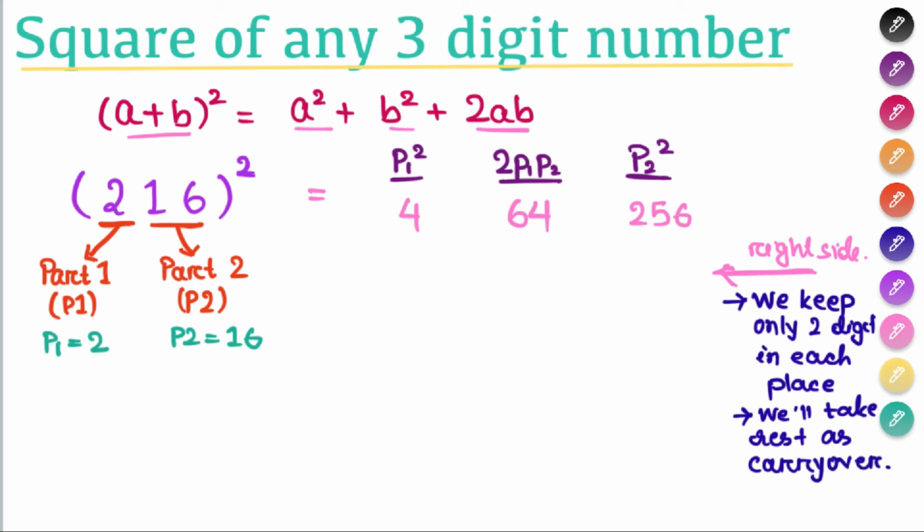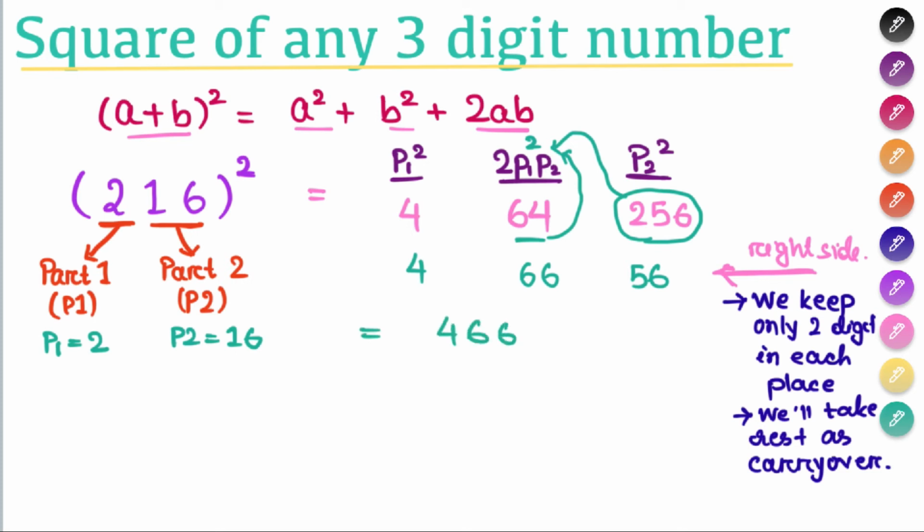Just watch over here. Here we have 256, so we will keep 56 and we will take 2 as carryover over here. Here we have 64 plus 2 carryover, that will give us 66, and here we have 4. Hence the answer is 46656. That is the square of 216. Isn't that easy? Yes, it is.